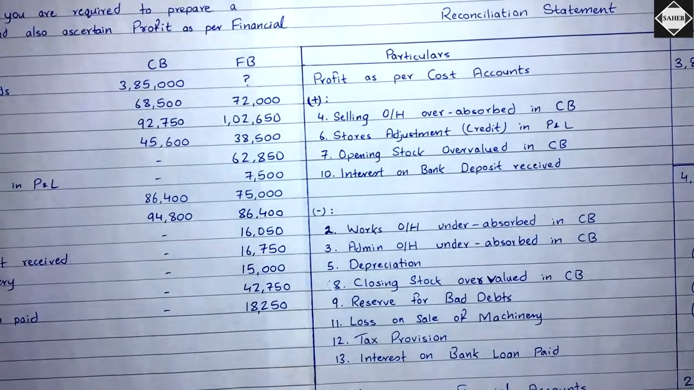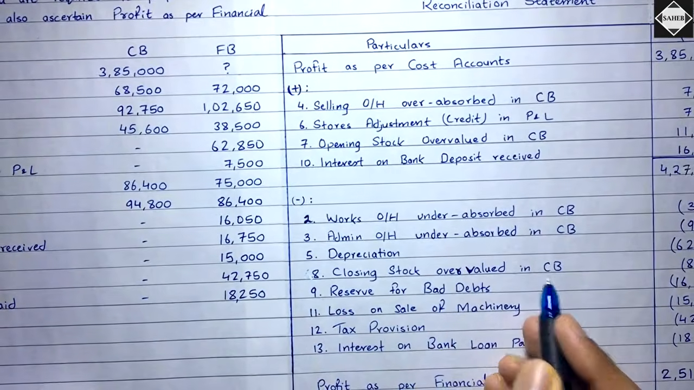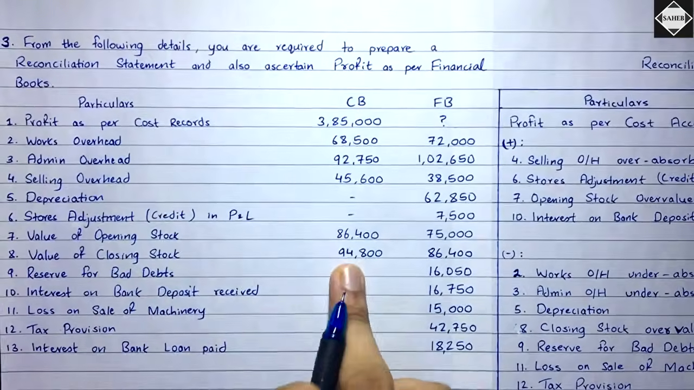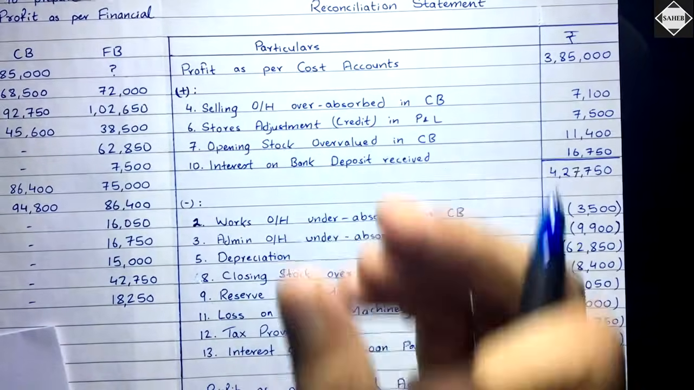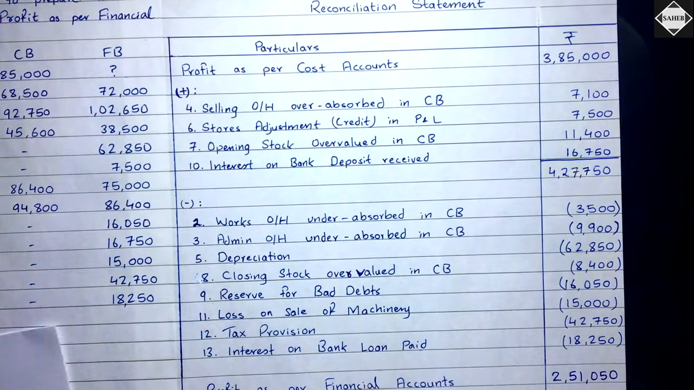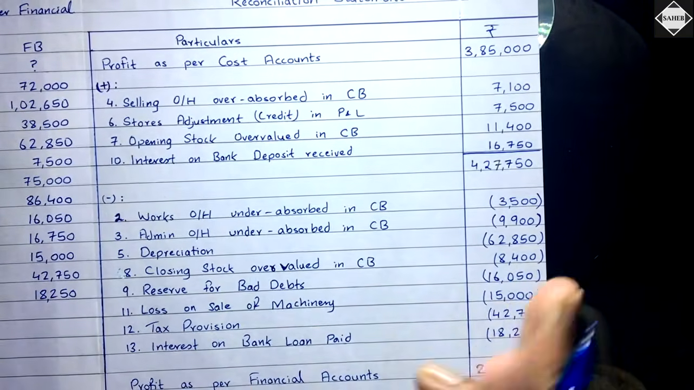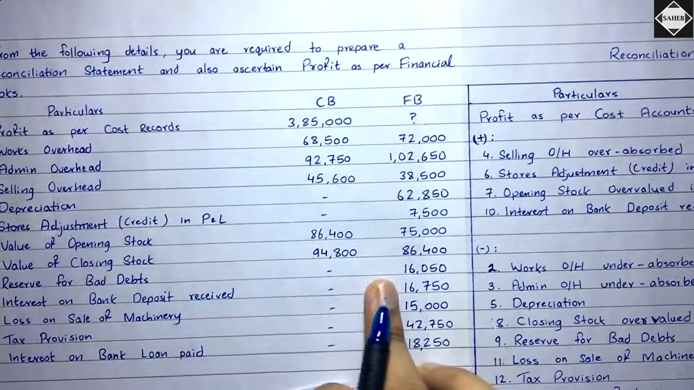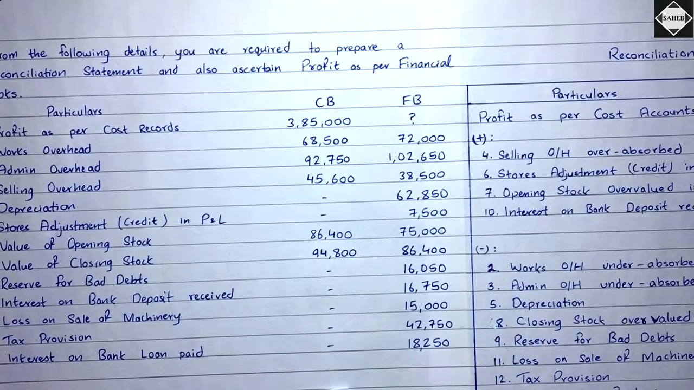See here, where is it? Closing stock overvalued in costing books. That's the English you have to write. But then for the calculation purpose, as I told you, income has been recorded less in financial books, so profit will also be less. So that's why you have to less this transaction. Where is it? 8,400, the difference of 94,800 and 86,400. Is that okay? So that's what you have to do.